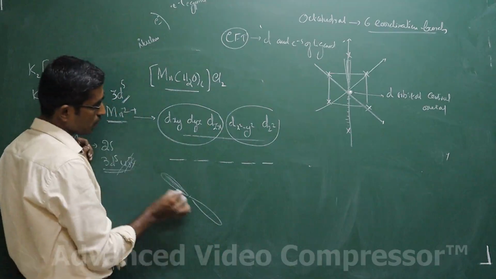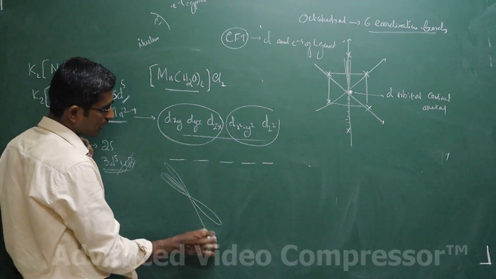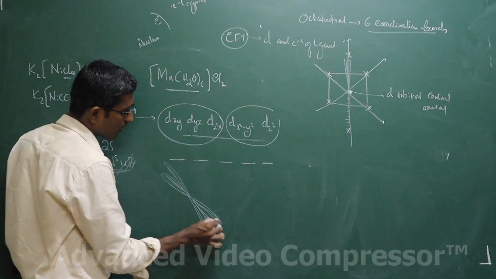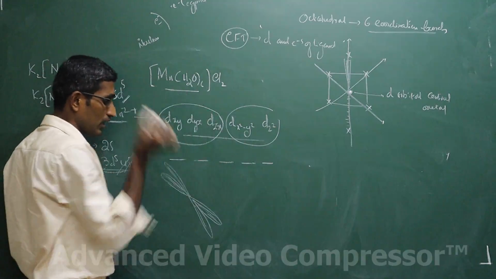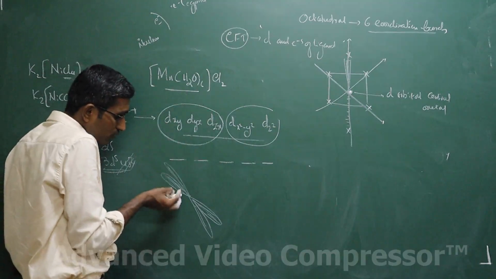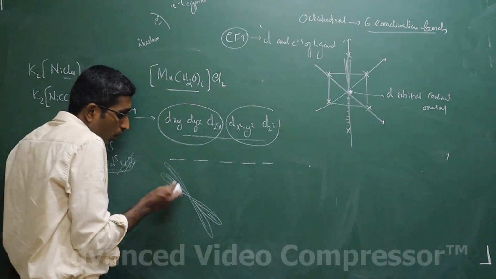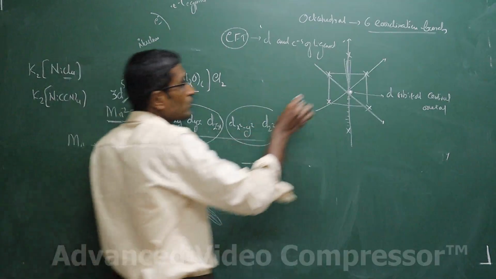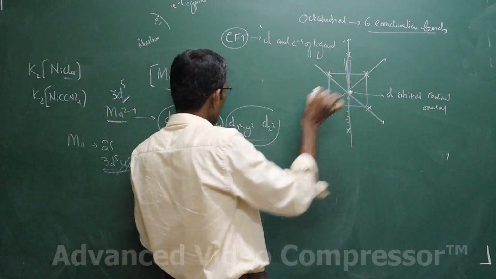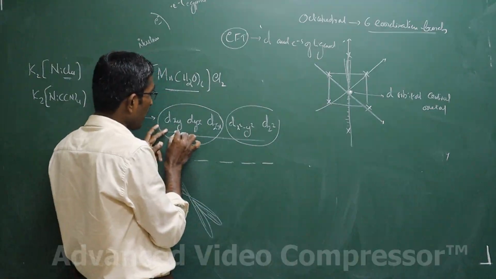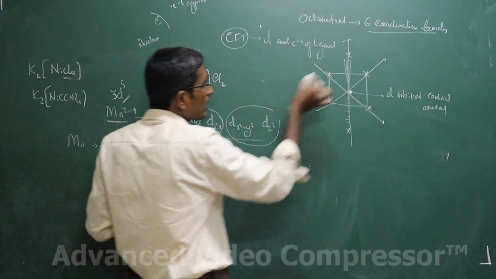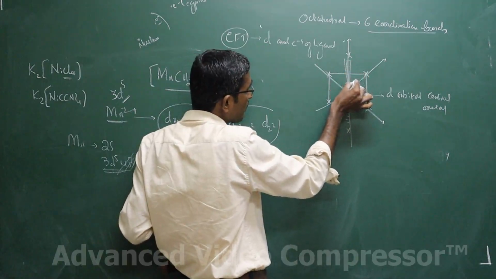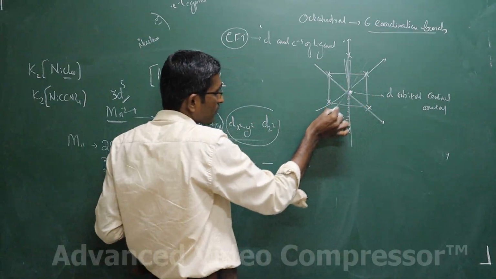If you are having a d orbital like this, that is a double shaped one, right? This double shaped d orbital, whatever we are having in the case of dxy, dyz and dzx orbital, these lobes or the electron density will always be oriented between the coordination axis. If it is a dxy orbital, the electron density will be between x and y coordinate axis. That is, this is x, this is y.